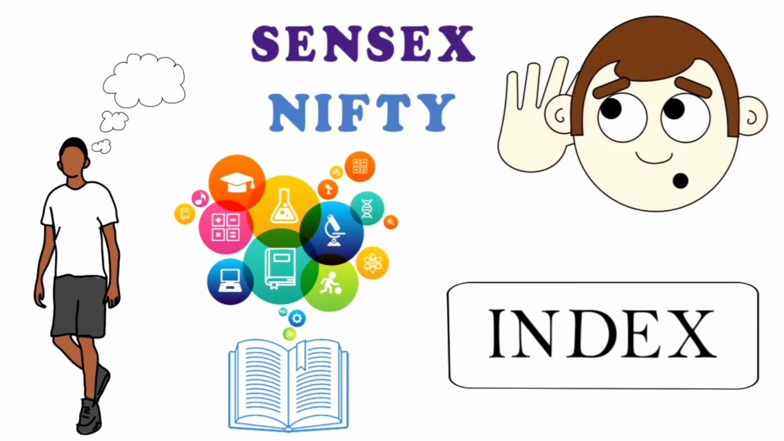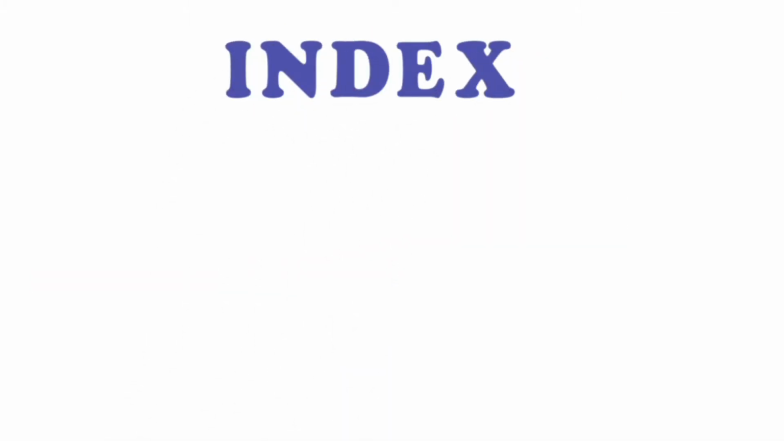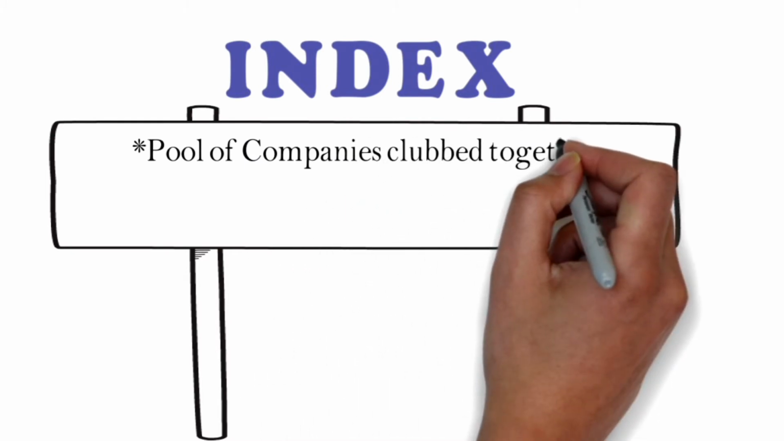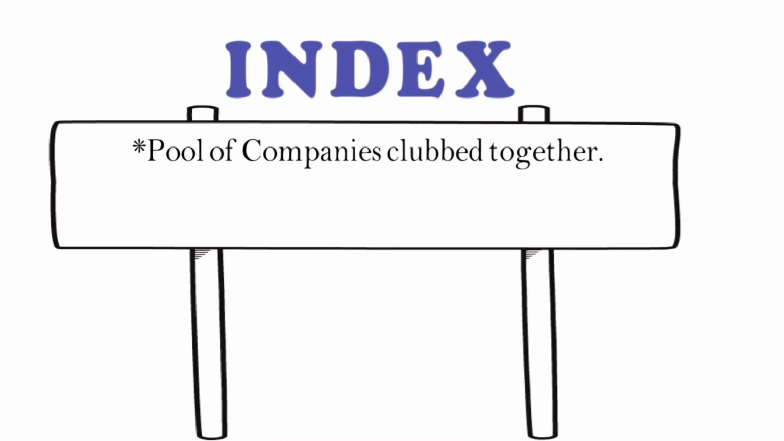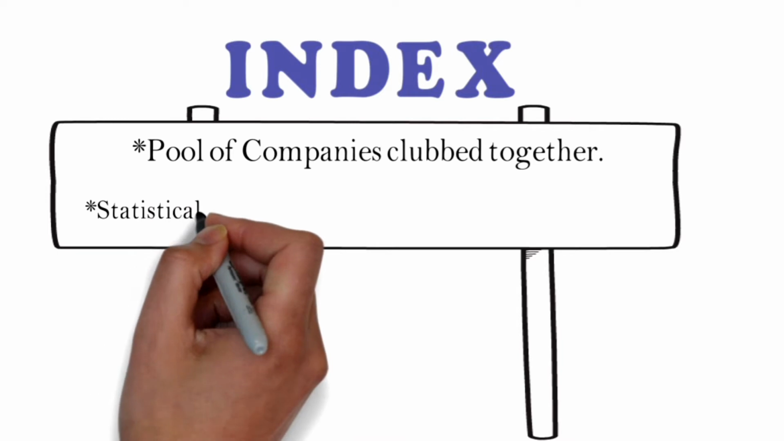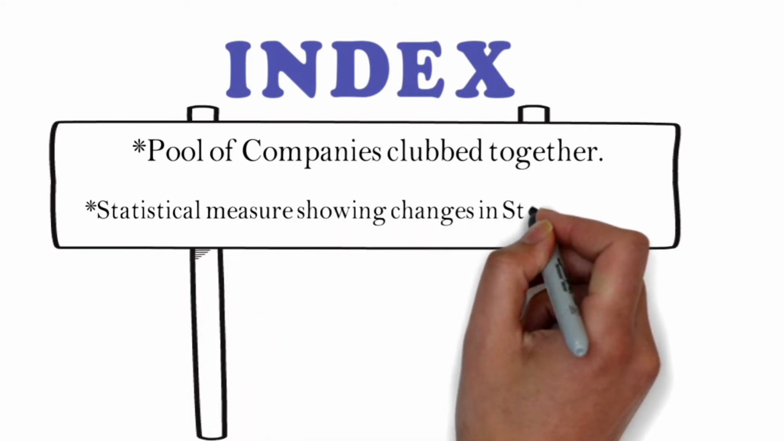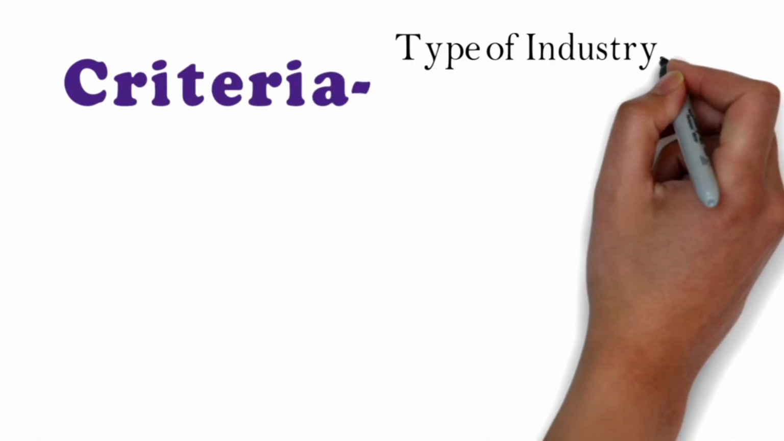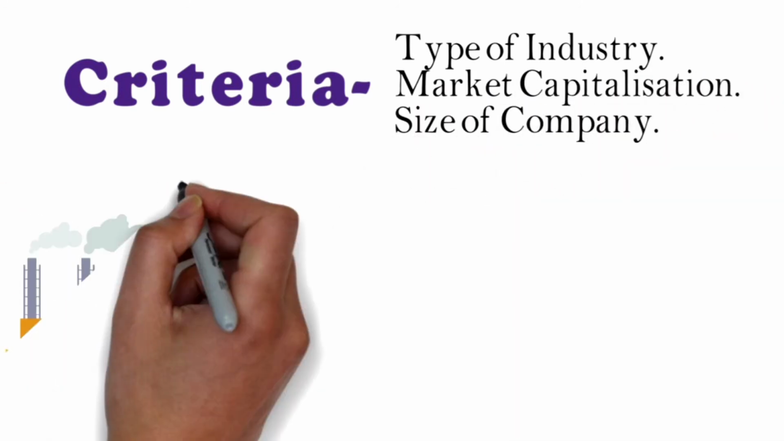So, let's start with index. A stock market index comprises a pool of companies clubbed together under certain parameters. A stock market index is nothing but a statistical measure which shows changes taking place in the stock market. Now, the criteria of pooling these stocks together into an index could be the type of industry, market capitalization, or the size of the company.